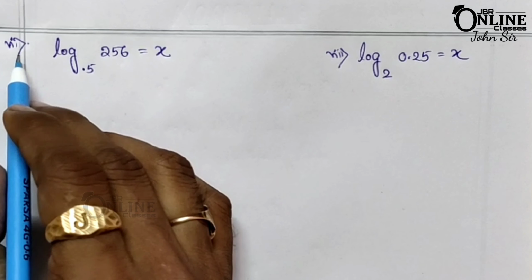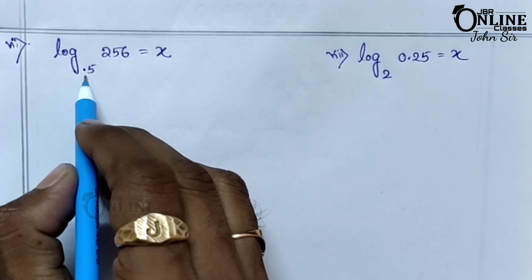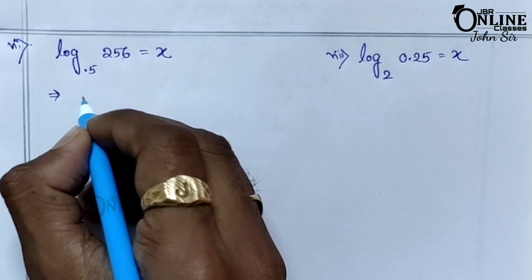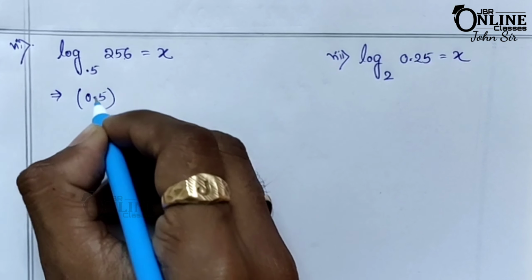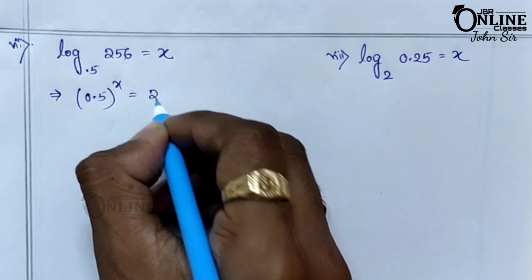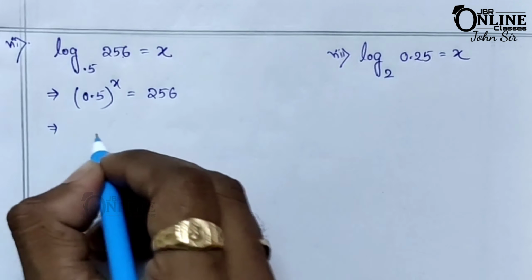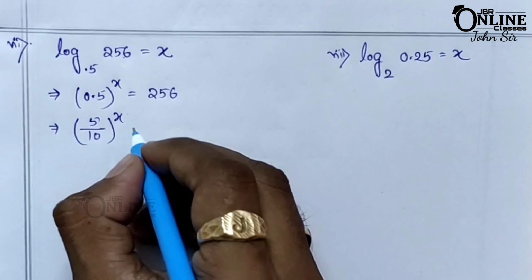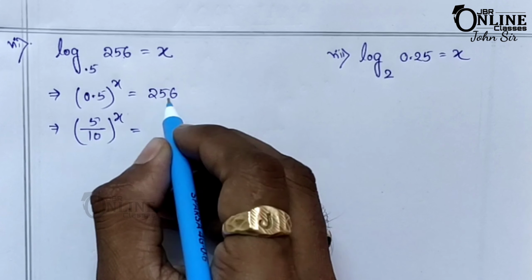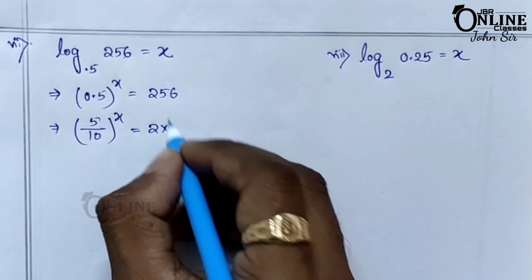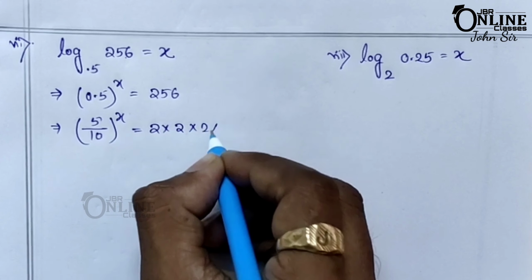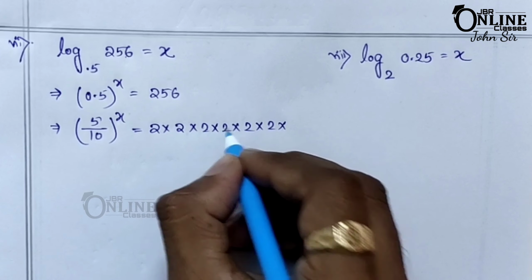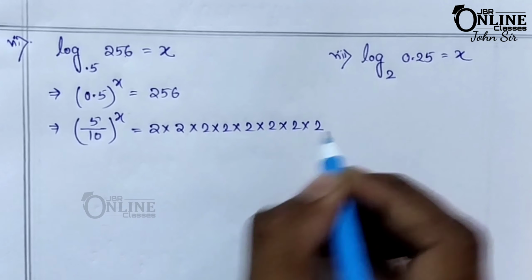Now sum number Roman 7. So here log 0.5 256 that equal to x. So by the formula 0.5 to the power x that equal to 256. Now 0.5 means 5 by 10. So 5 by 10 to the power x, and here 256. So factorize 256, you will get 2 to the power 8.